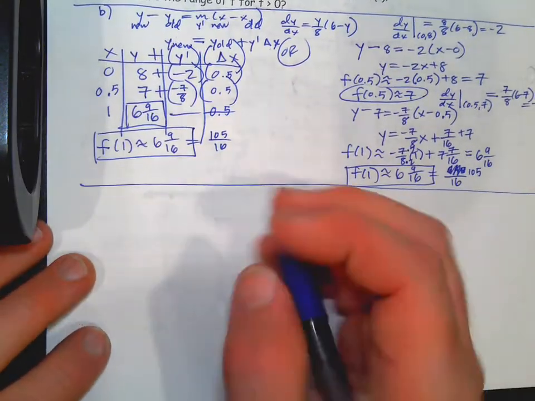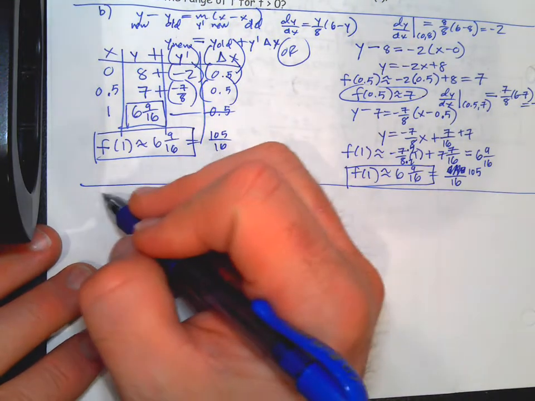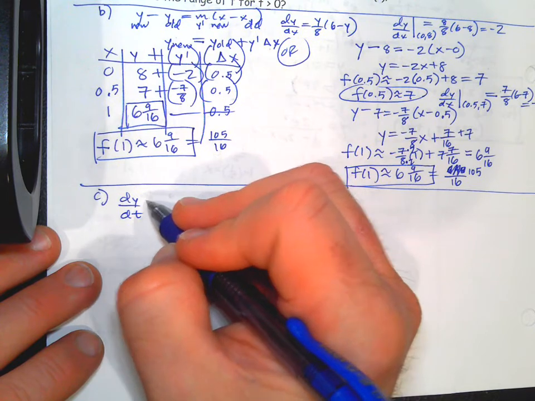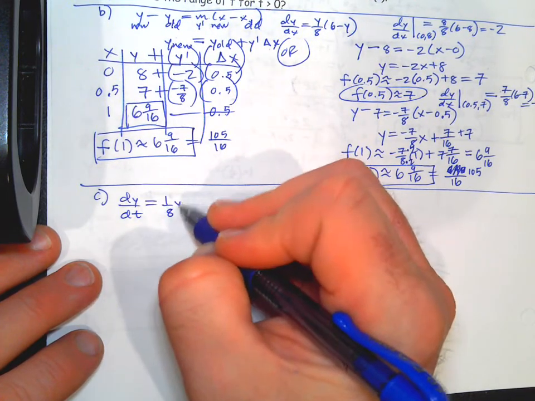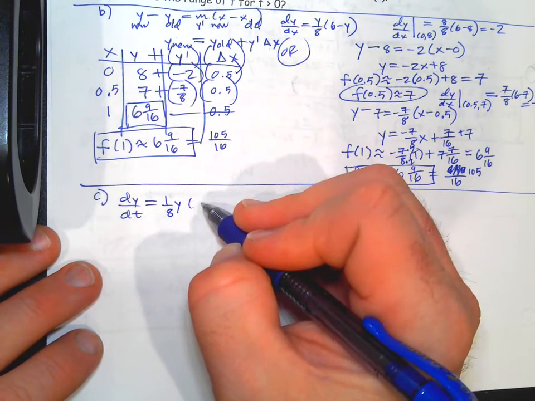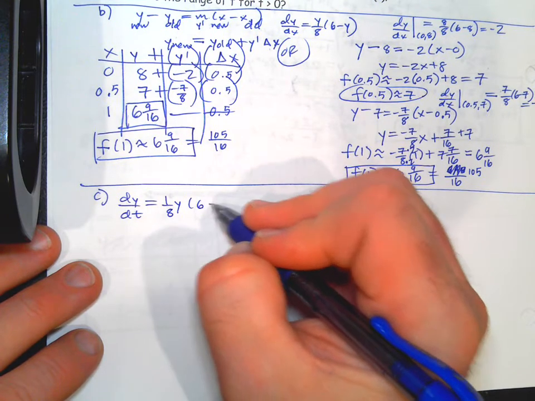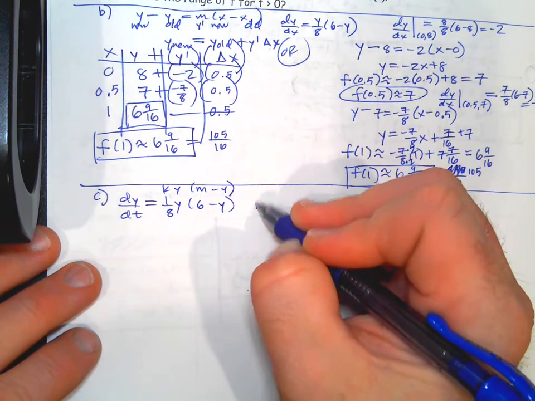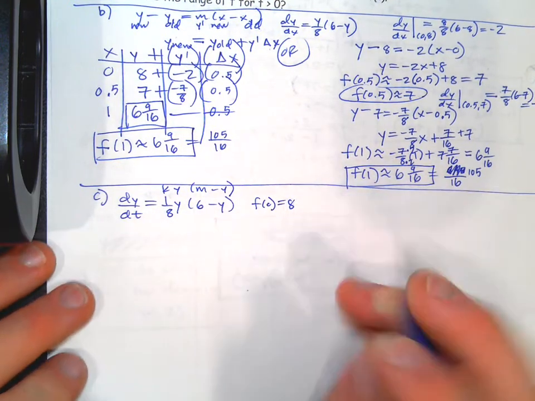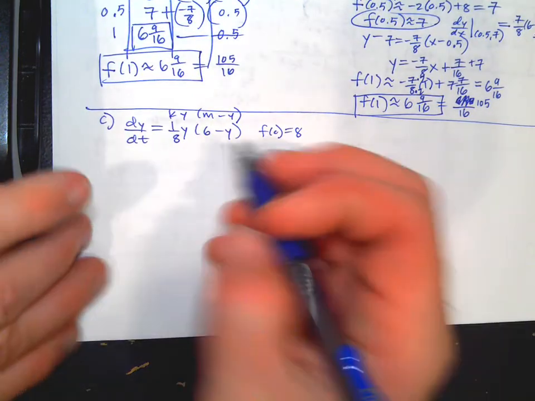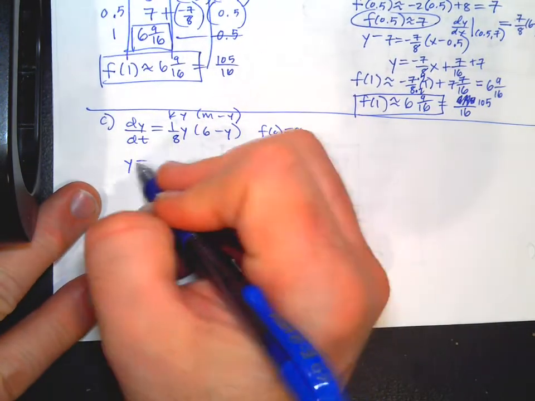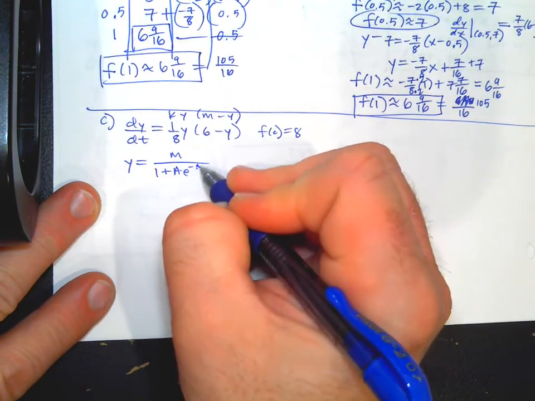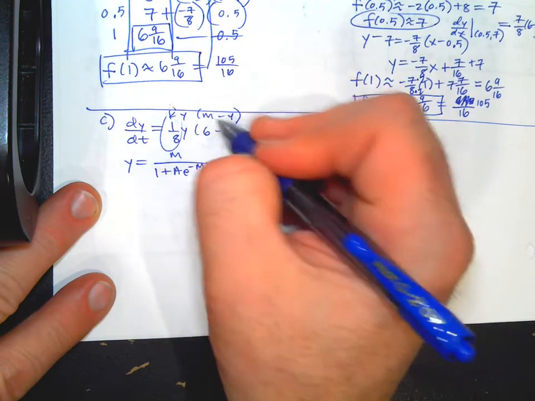C, find the particular solution for the given differential equation. Well, this is where I already told you it was logistic, right? So I think it's totally cool. With y(0) equals 8, I think we should definitely use our memorized result of y equals M over 1 plus A e to the negative MKt. And you've got k and you've got M.